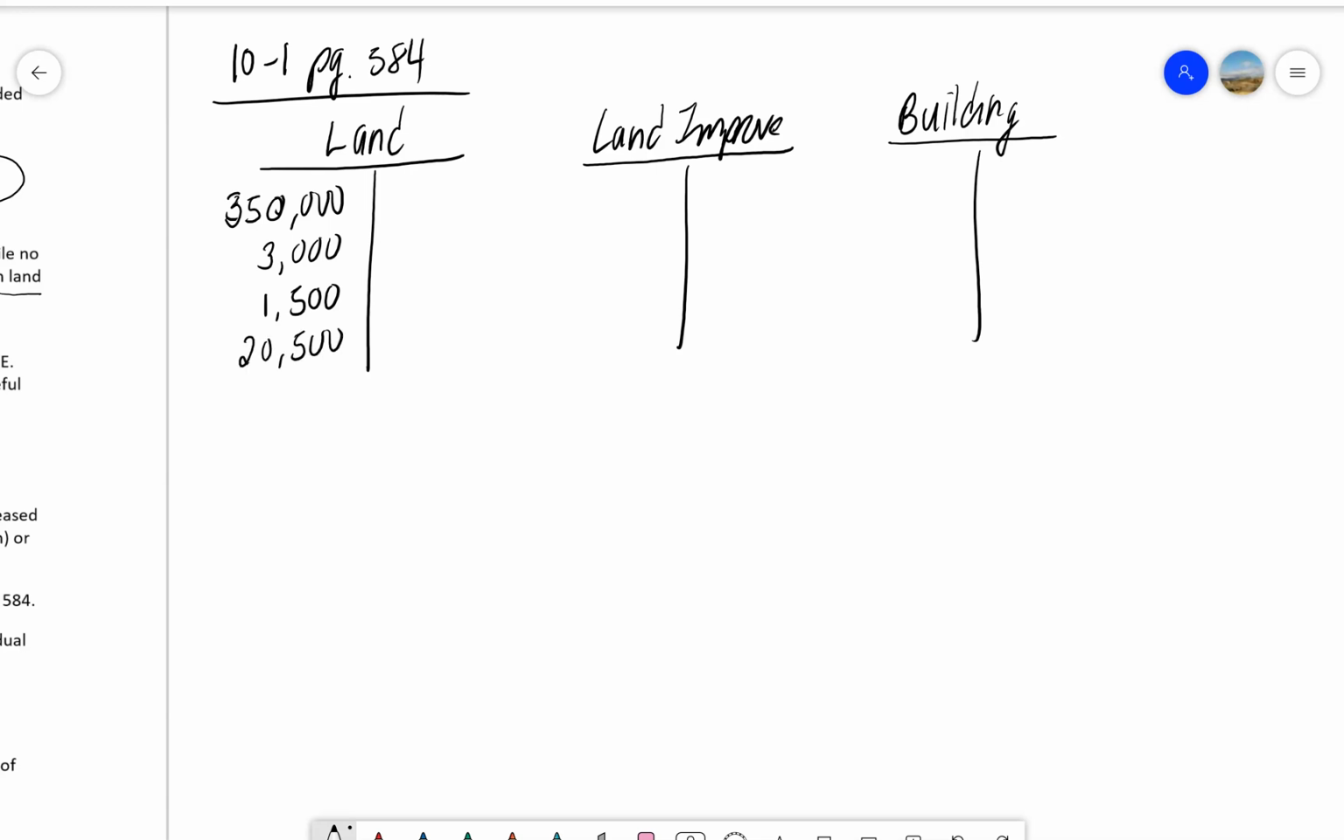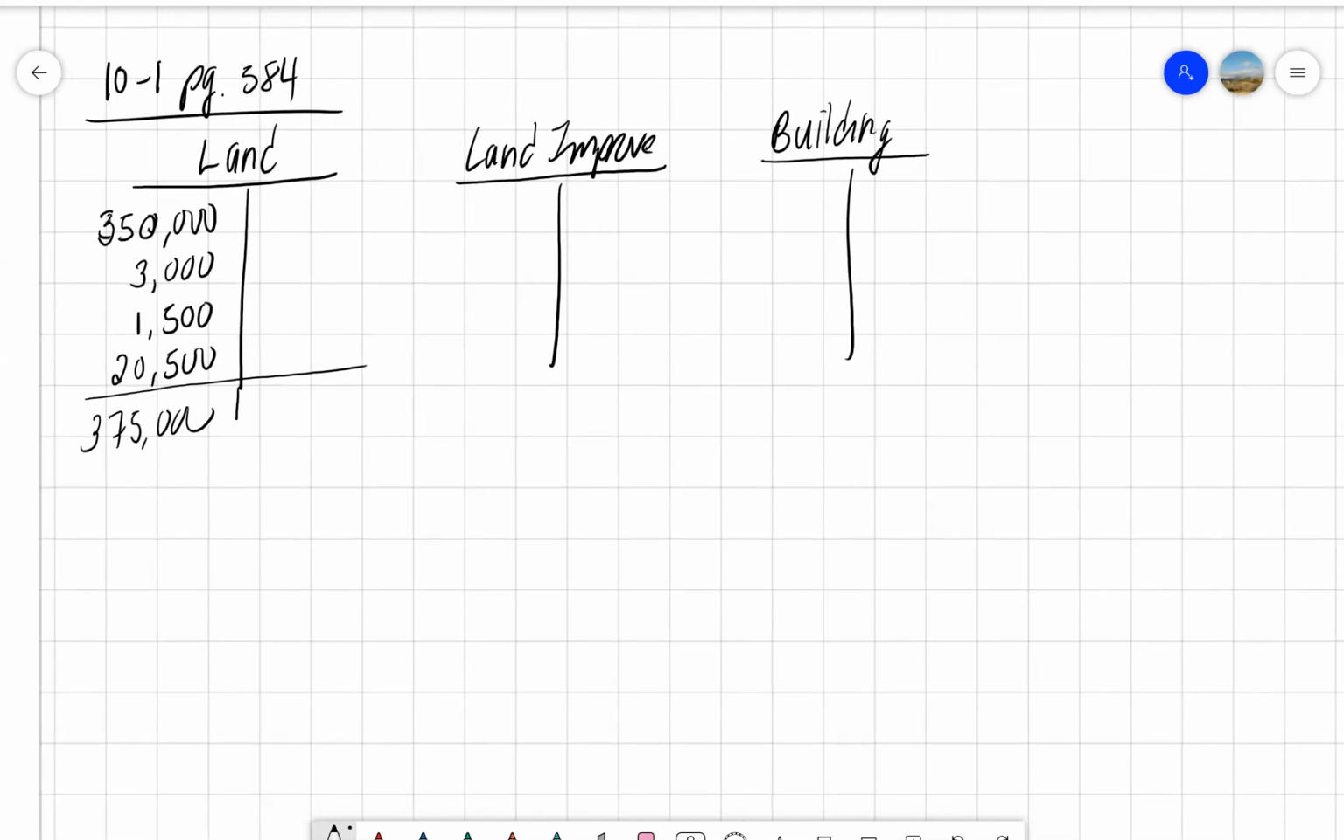Anything that's incurred to get the asset ready for use is going to be added to the cost of that asset. So the total cost of the land on our general ledger, if you add up all these amounts, is going to be $375,000. Now remember, we do not take amortization expense on land. However, for the building, we do.